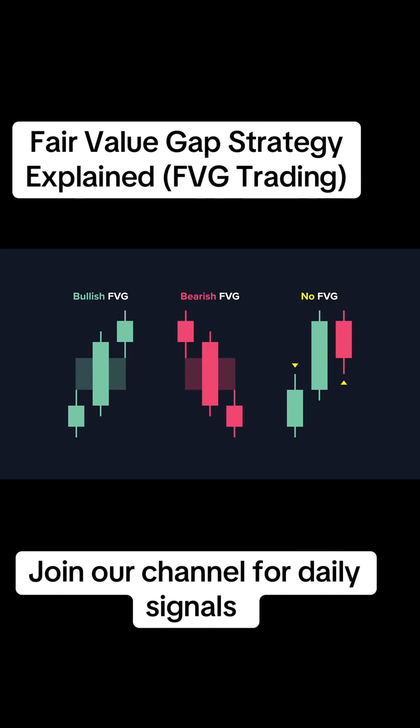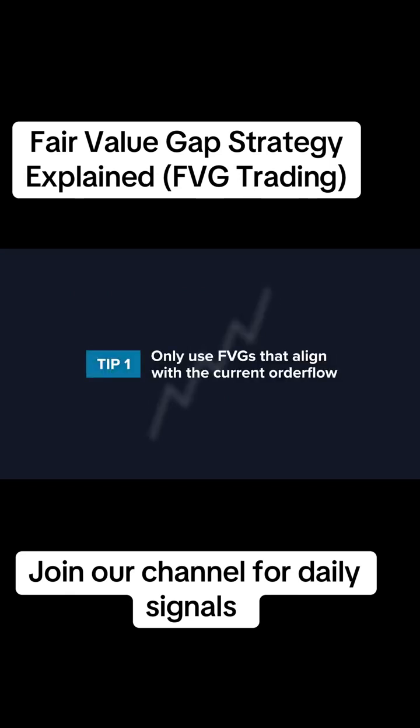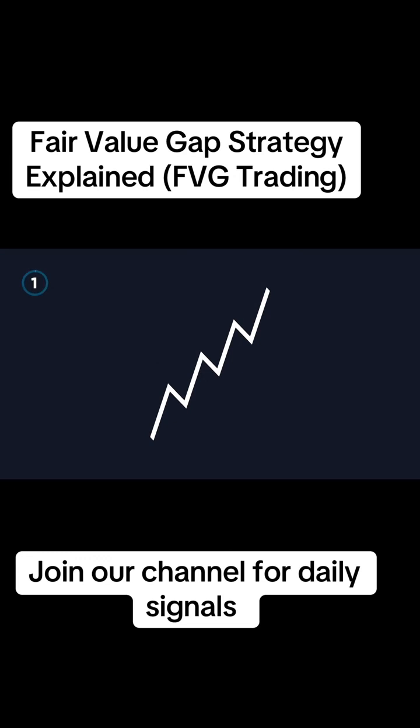So now that we've covered what fair value gaps are, let's start off with our first tip, which is that you should only be using FVGs that align with the current order flow. Price can only go in 2 directions, but it rarely ever moves in one straight line. Instead, it makes many smaller moves which together create the larger swings. In the case of an uptrend, we know that in order for it to remain valid, we need to see it create new higher highs.